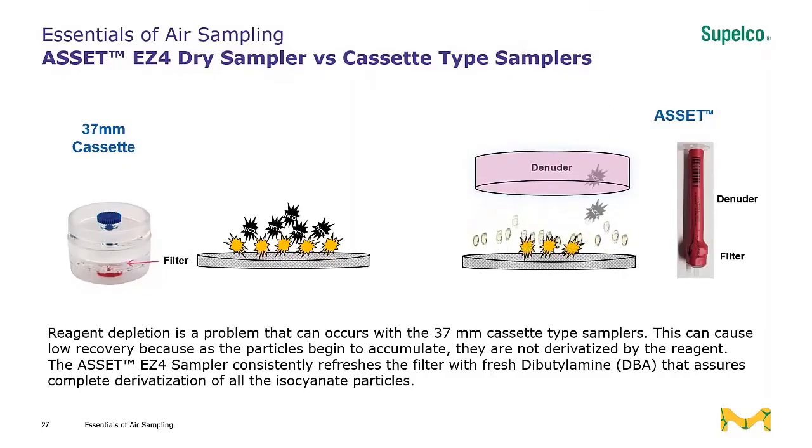And you see here that the isocyanates, as they travel through the denuder to the filter, they all completely derivatize.